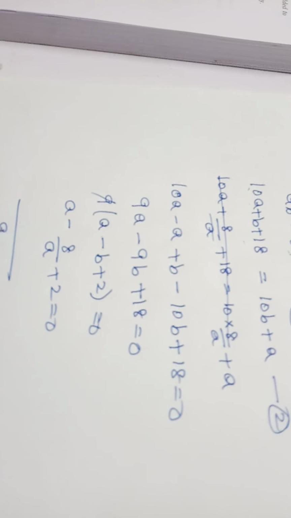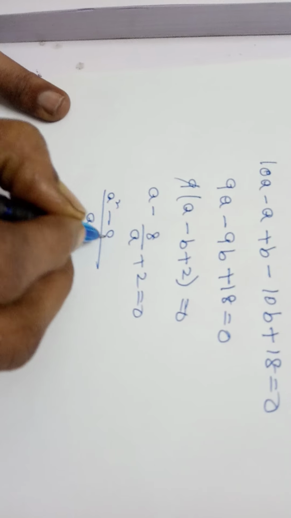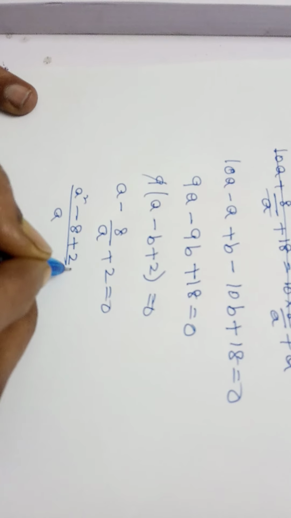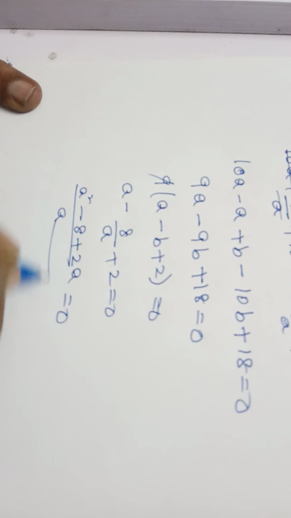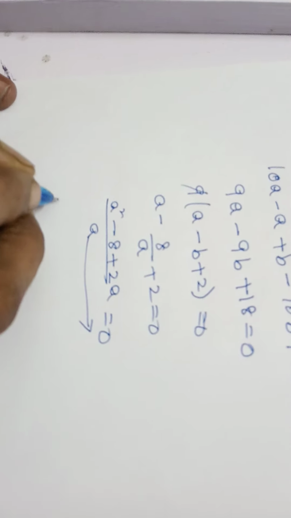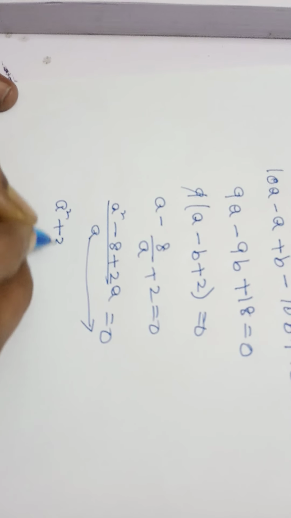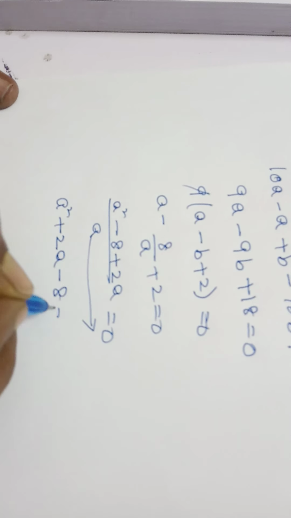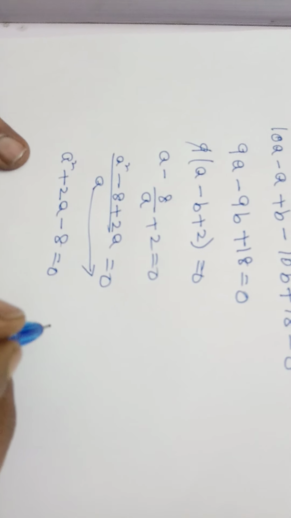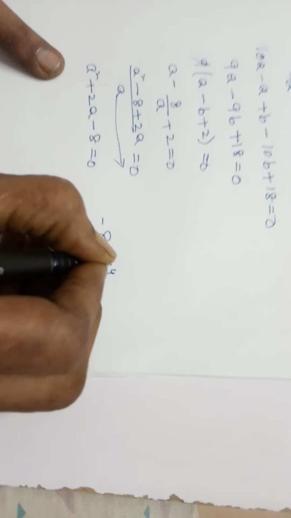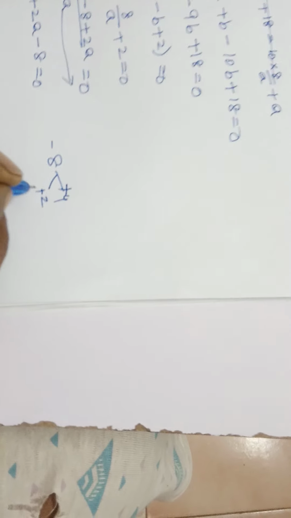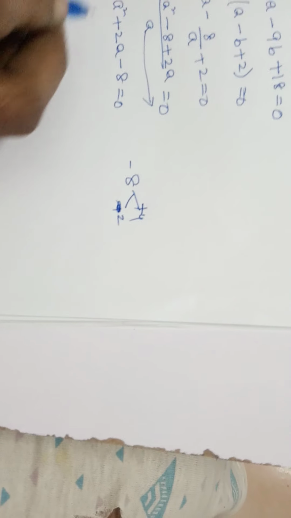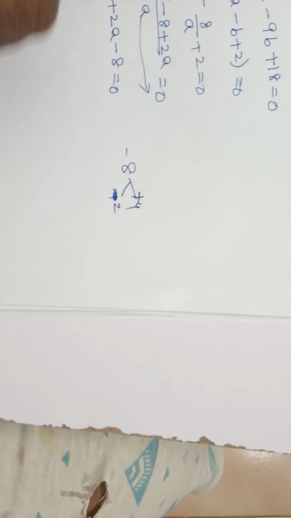Now LCM is A square minus 8 plus 2A is equal to 0. A when it is multiplied with 0 it will become 0. So A square plus 2A minus 8 is 0. Now this is in quadratic form. 8 factors are 4 and 2. Minus 8 means minus 4 plus 2, or plus 4 minus 2, because we want plus 2. Plus 4 minus 2 is plus 2.